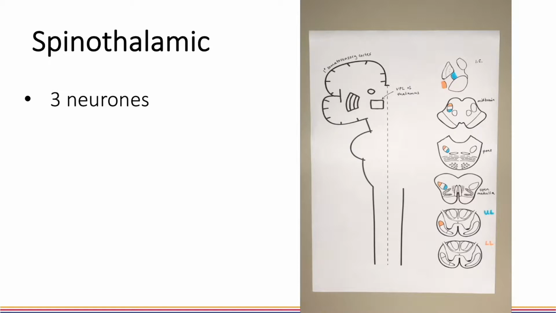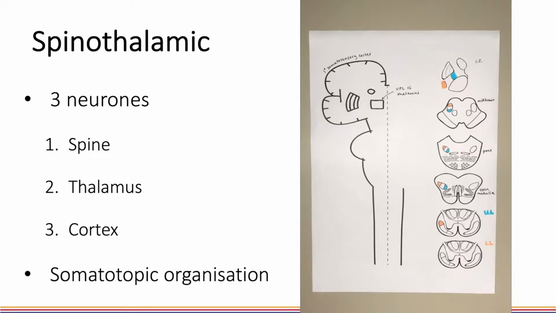As suggested by the name, this pathway runs from the spine up to the thalamus before being transmitted to the primary somatosensory cortex. It is somatotopically organized throughout its course, with fibers from the lower body lying dorsolaterally in the cord and upper body ventromedially.